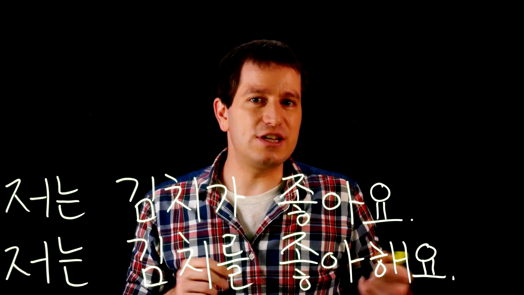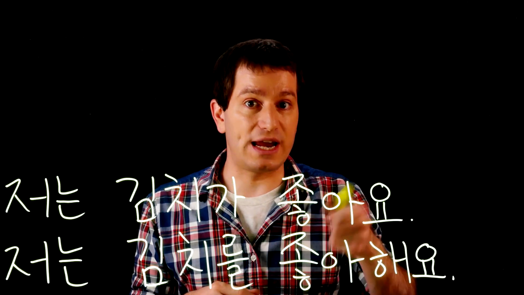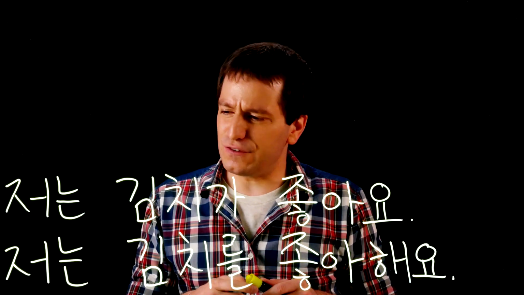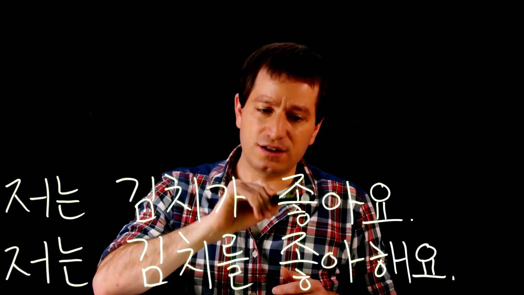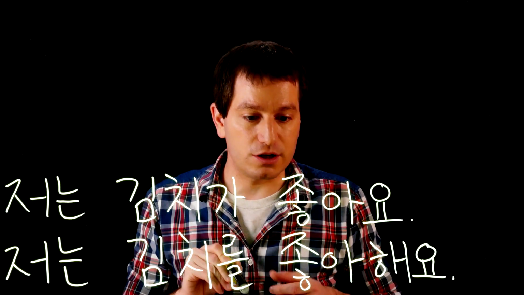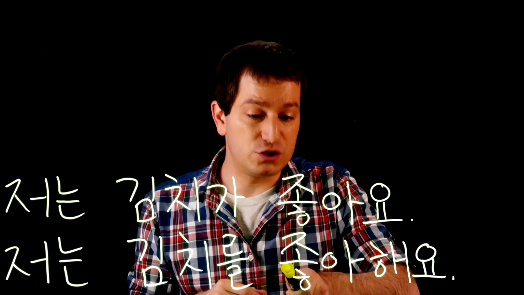And you don't have to do this with 좋다. You can also do this with the regular verb 좋아하다, meaning to like. But notice the difference. 저는 김치를 좋아해요. Notice how this one uses the object marker because we're using the verb to like.